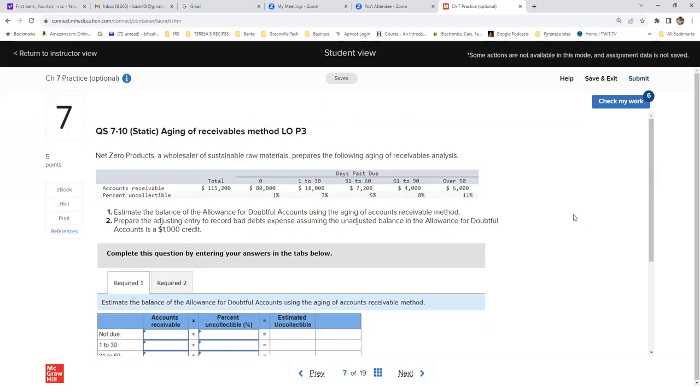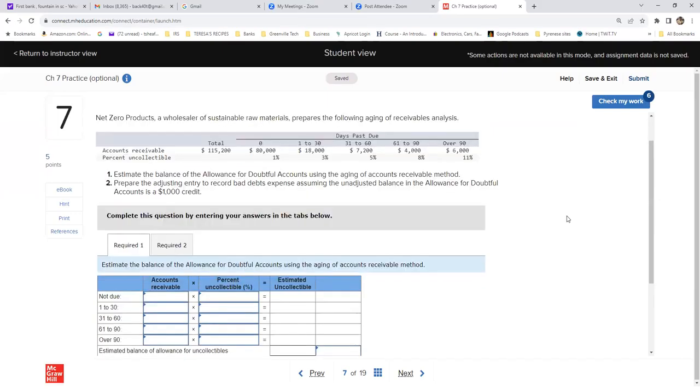Oh, here's where the fun really starts. Now we're gonna hit the aging of receivables. It's a little bit different than what's shown in the book because we have to make it work with the computer software, but that's okay. So, estimate the balance of the allowance for doubtful accounts using the aging of accounts method.